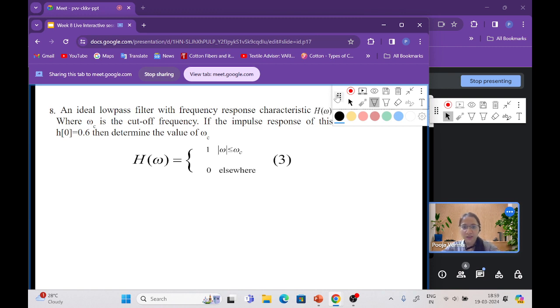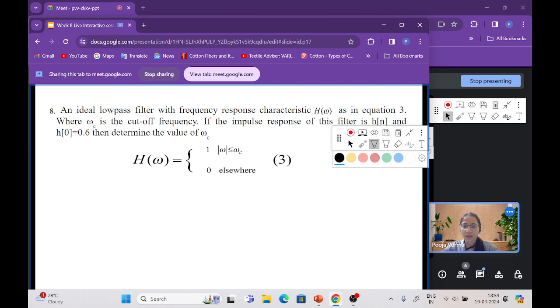So the next question is, an ideal low pass filter with frequency response characteristic h of omega as in equation number 3, where omega c is the cutoff frequency. If the impulse response of a filter is h of n and h of 0 is equal to 0.6, then determine the value of omega c. So here it is given h of 0 is equal to 0.6 and we need to find out the cutoff frequency of the filter.